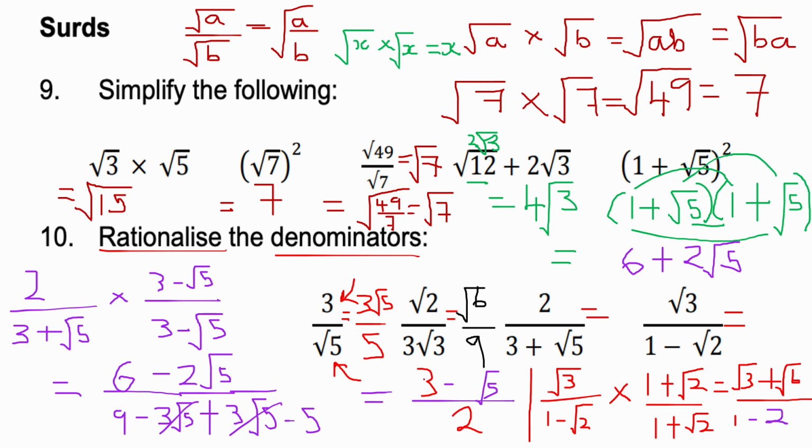So tidying this up, guys, 1 minus 2 goes to minus 1, so on the denominator it becomes minus 1, and then dividing everything through by minus 1, it becomes minus root 3 minus root 6, for that one. Or I can write it as minus brackets root 3 plus root 6, if you're not very keen on putting both minuses there.